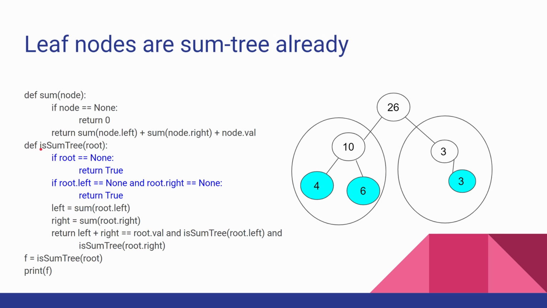First, this is a function called isSumTree, which takes the input of root, and the output is whether it's a sum tree or not. If the root is equal to none, then you just assume it's true. And if it's a leaf node, when left and right are none, then you return true because leaf nodes are already a sum tree. Because if they aren't a sum tree already, that means no tree will be a sum tree.